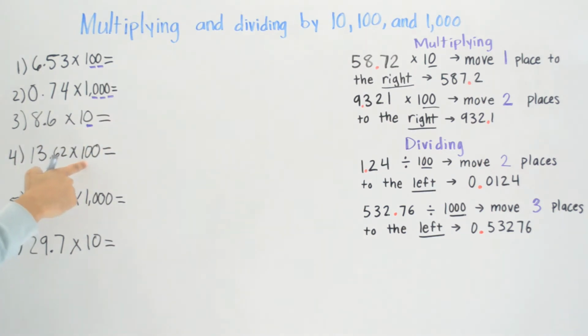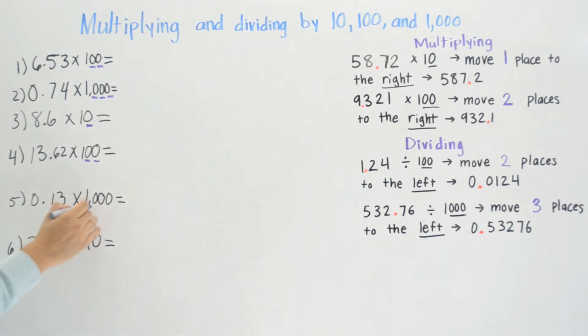And here we have hundreds. So we're going to count how many zeros. We have 1, 2 zeros. So we're going to move it to the right from the decimal point 2 times. Here we have 1,000 and we have 1, 2, 3 zeros. So we're going to move our decimal point to the right 3 times. And then the last example we have is 10 only. So we're only going to have 1 zero here. So we're just going to move it from your decimal point to your right only 1 time.